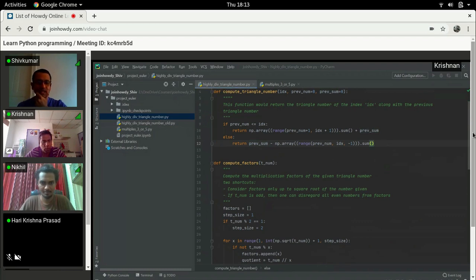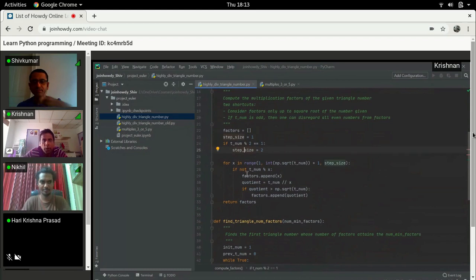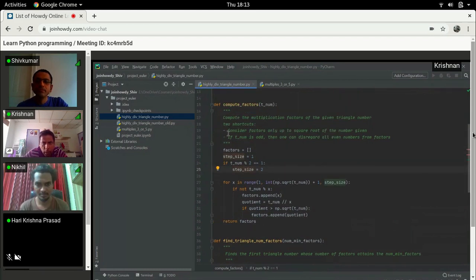So the only other thing is, in terms of compute factors, did you take that odd number thing into account, or it wasn't necessary? So what I did in compute factors, I think we had already done that last time: consider factors only up to the square root, and include that. What I did this time was that, by default the step size was 1, but if the number is not divisible by 2, then I put the step size to be 2. Very nice. Then it's very convenient. And then nothing else changes.